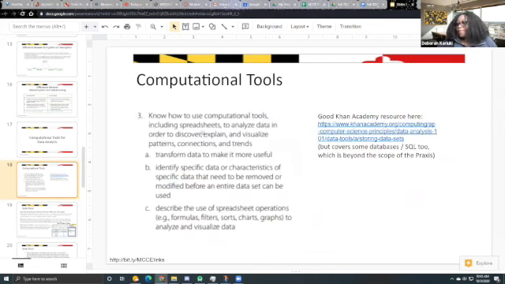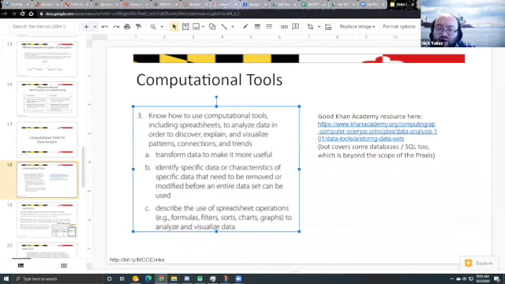Okay, so this part right here is what Praxis, what ETS expects you to know about using computational tools, including spreadsheets, to analyze data. And why do you use them? To discover, explain, and visualize patterns, connections, and trends.